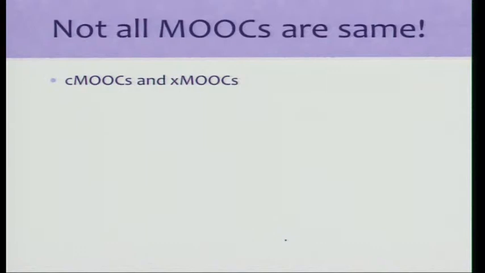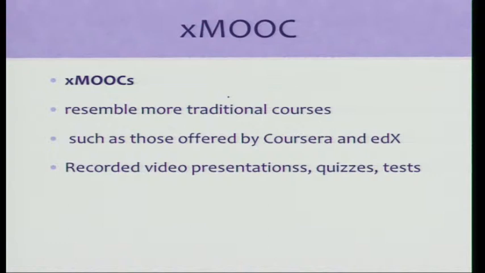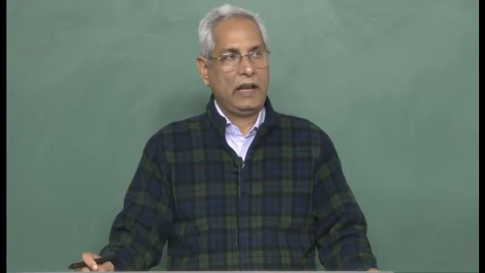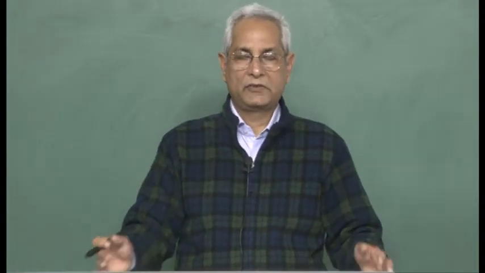So not all MOOCs are the same. There are a large number of online courses, and apparently there are two kinds of MOOCs. These are the classifications that are given. One kind is called CMOOC, another is called XMOOC. We'll see XMOOCs first because they are easy to understand. XMOOCs resemble traditional courses that we already know. What happens in these courses is you have a set of lectures which are recorded and put on the web, and the student follows that.